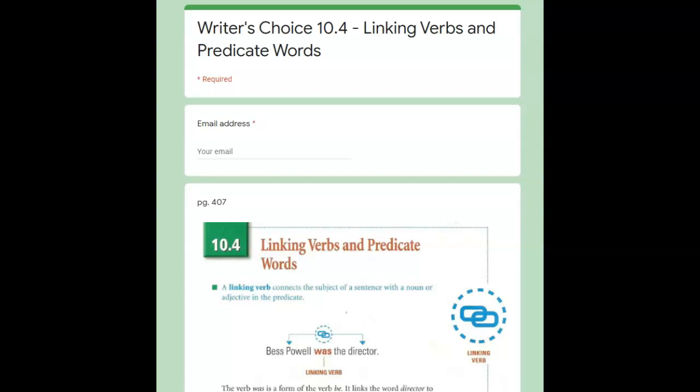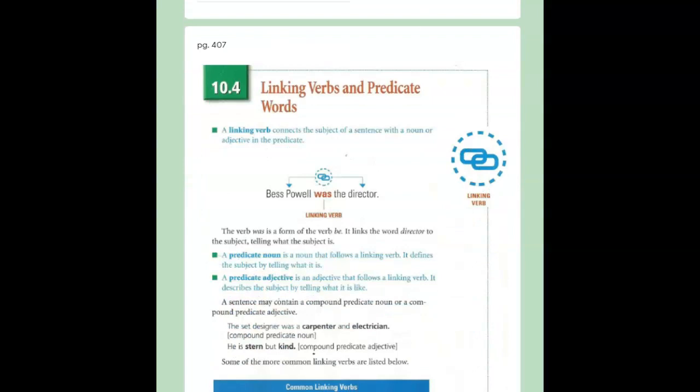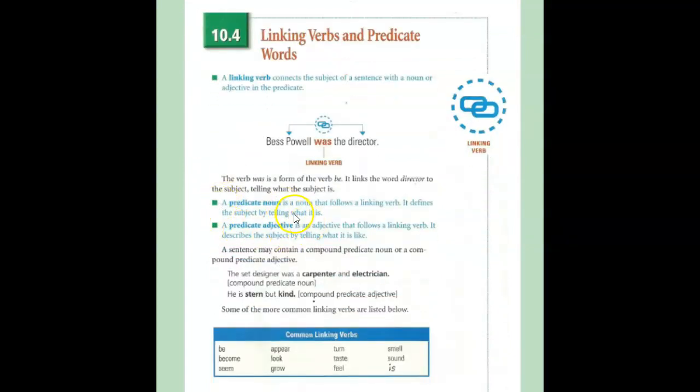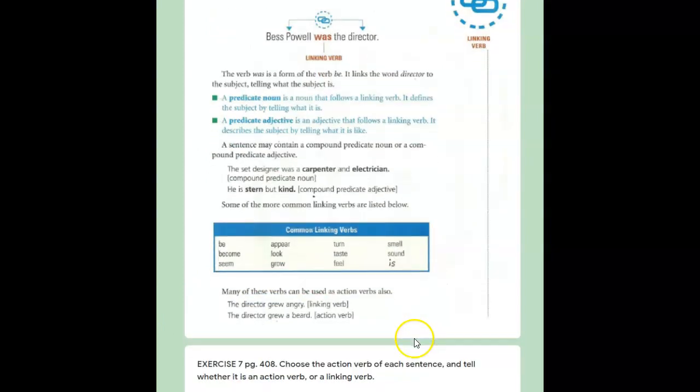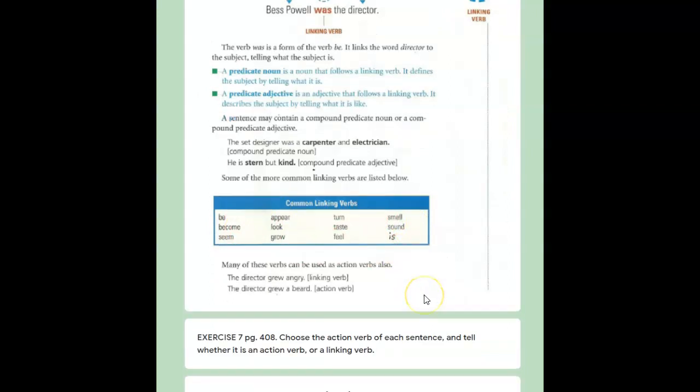So for your 10.4 assignment, linking verbs and predicate words, these are the same sorts of things we just talked about in the video a moment or two ago. All the same information. We still have our common linking verbs here. Be, remember, can take many forms. I've also included is right there because it can be one of those forms. Be, am, is, were, are probably going to be your most common linking verbs. But here are some other ones if you need to look at them.